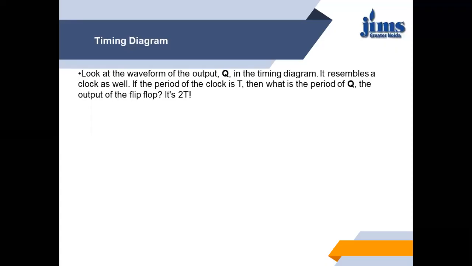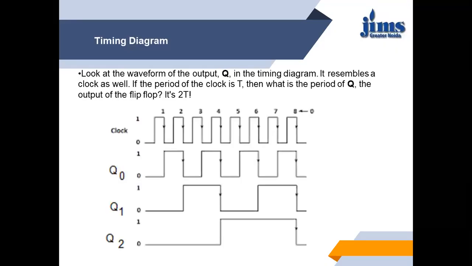Now come to the timing diagram. Here are the counts. This is your master clock, and I have marked an arrow at the negative edge, which means whenever the clock goes from 1 to 0, that is the triggering pulse. So at the transition from 1 to 0, there will be a triggering, and we can look into the circuit.